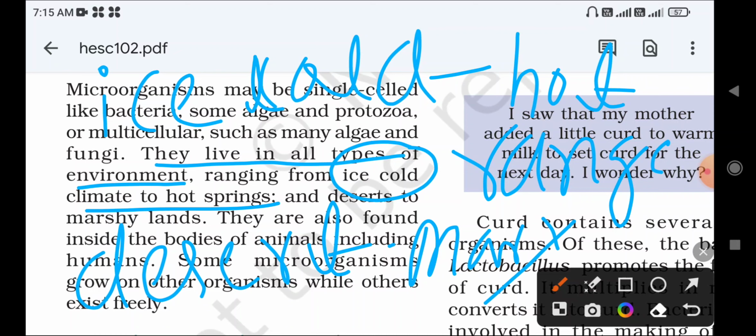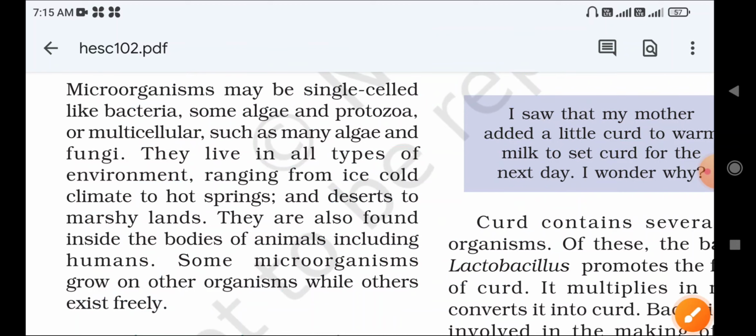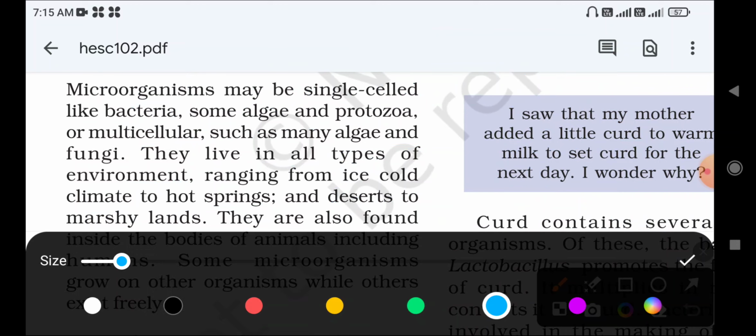The living range of microorganisms is from ice cold to hot springs, and from desert to marshy land. Remember that these are very important points, so we can easily write the reasons for where they live.